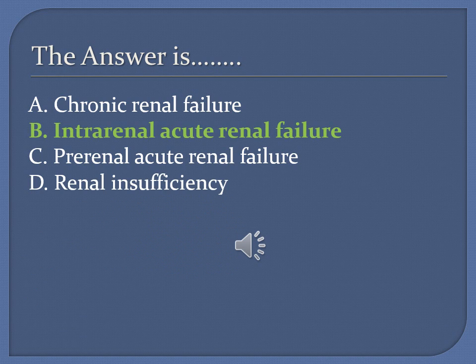And the answer is B. Because during intrarenal acute renal failure, BUN and creatinine levels are elevated above normal, but they're close to a 10-to-1 BUN creatinine ratio. Urine osmolality is decreased and urine sodium is increased. Chronic renal failure has a normal urine osmolality and elevated urine sodium until end-stage renal failure.